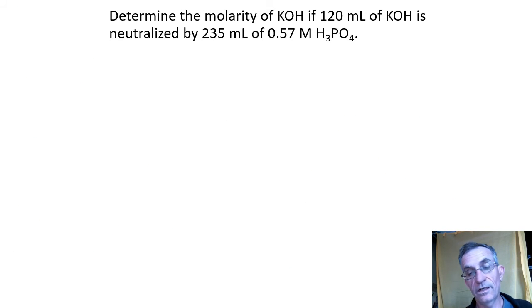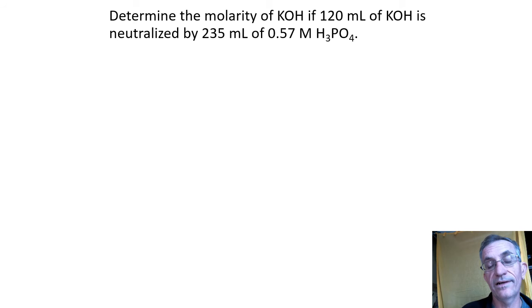Okay, so our last example for this video. Determine the concentration of KOH, potassium hydroxide, if 120 milliliters of KOH is neutralized by 235 milliliters of 0.57 M phosphoric acid. Okay, so we're trying to determine the concentration of something. Step 1, you better have the reaction that's going on, and it better be balanced. I'm going to go ahead and write it out for you, save you a little effort and time, but you got to have the reaction.